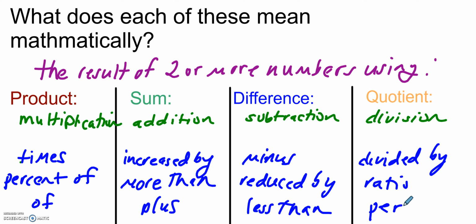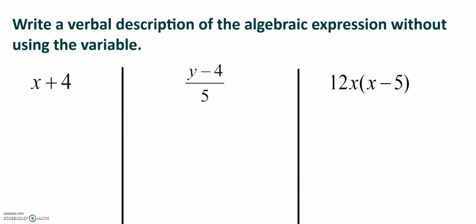Okay, so now that we have some of this vocabulary down, let's go through some descriptions, especially of expressions. Write a verbal description of the algebraic expression without using the variable. What that means is instead of x, you can say a number. So anytime you see a variable, just say a number instead.